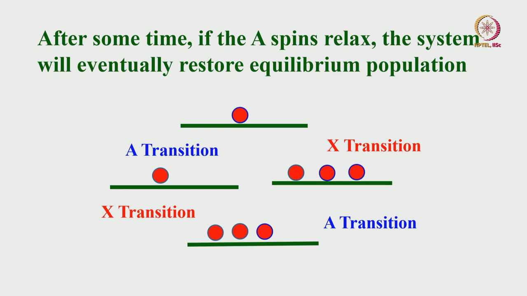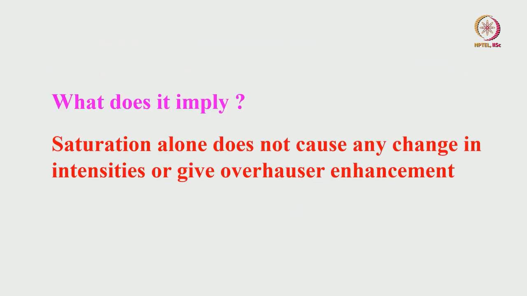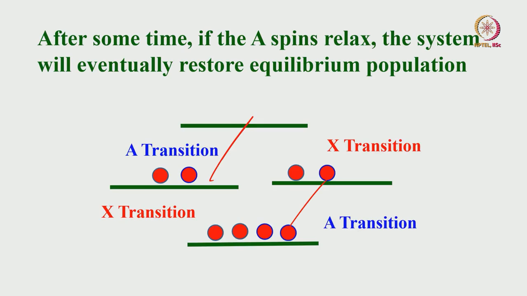What is going to happen? You will not be continuously saturating. You are saturating for some time and then take out the RF. The system has to attain equilibrium. It will come back to thermal equilibrium. That means the saturated spin, when it attains thermal equilibrium, there is a population redistribution, and you can again calculate the intensity. Now, when it comes back, you have equal intensity again. You have 2 2 2 2.